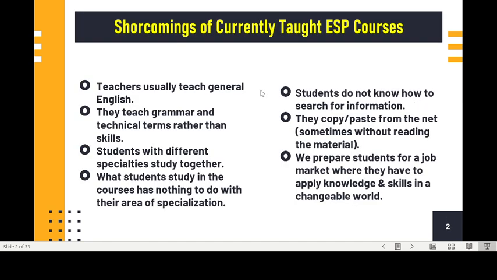Students do not know how to search for information. They usually copy-paste from the net, sometimes without reading the material. What we have to remember is that when we teach students, whether we teach them English or anything else, we prepare them for the job market. And in the job market, they have to apply knowledge and skills in a changeable world.